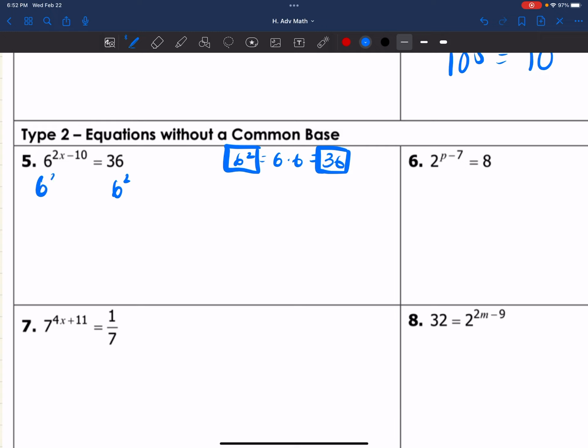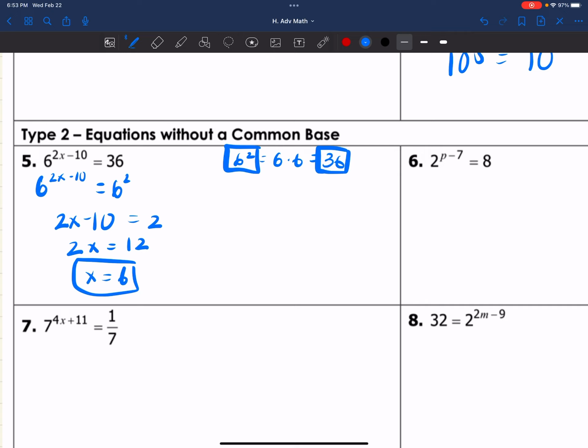I'm going to bring down my other side of my equation. And then now, ta-da, there you go. Two bases that are the same, so I can drop my bases and set my exponents equal to each other to solve. You do a little algebra, you should get 2x is equal to 12, divide both sides by 2, and then you should get x is equal to 6.